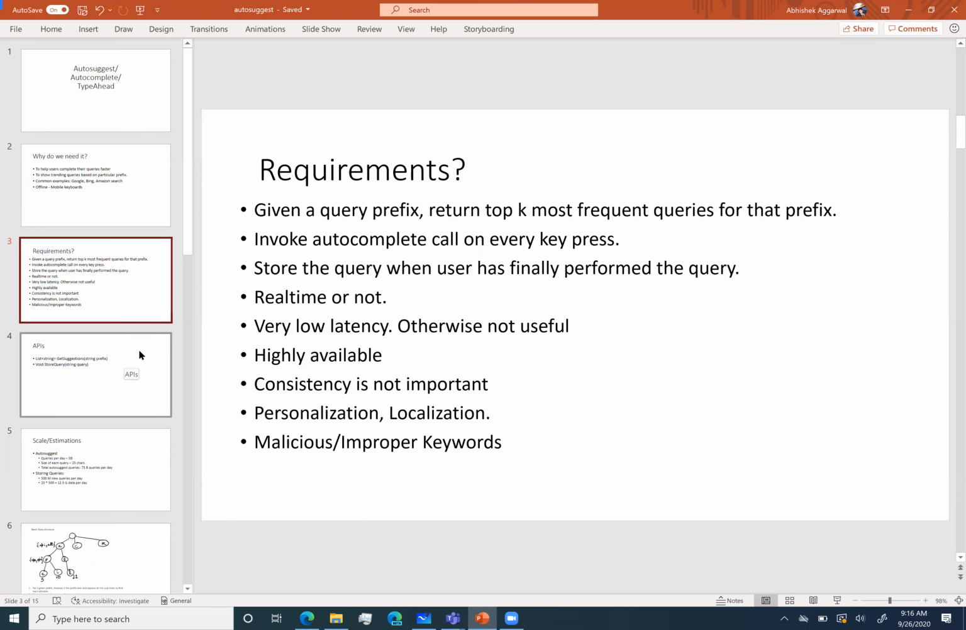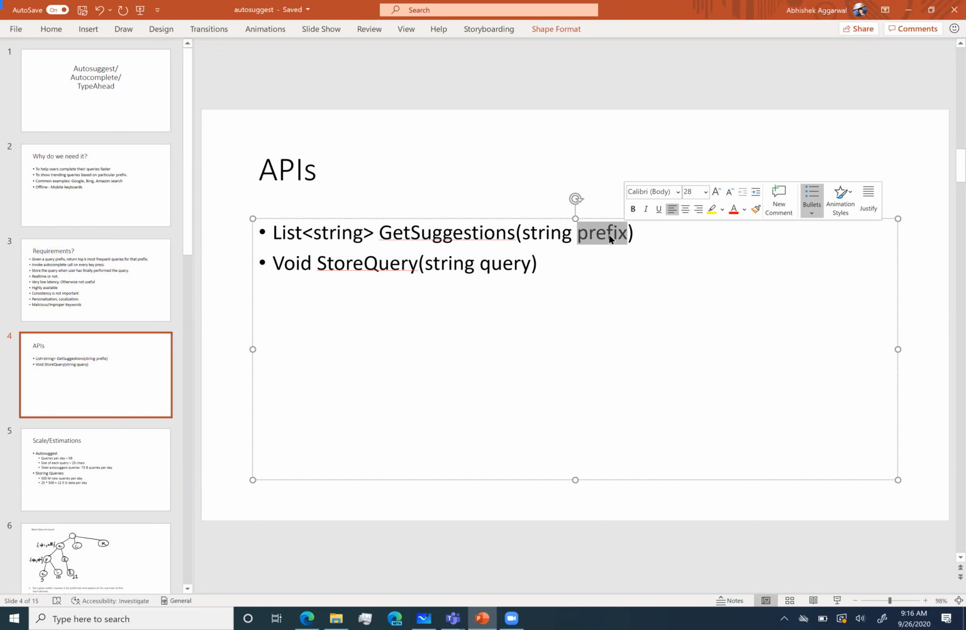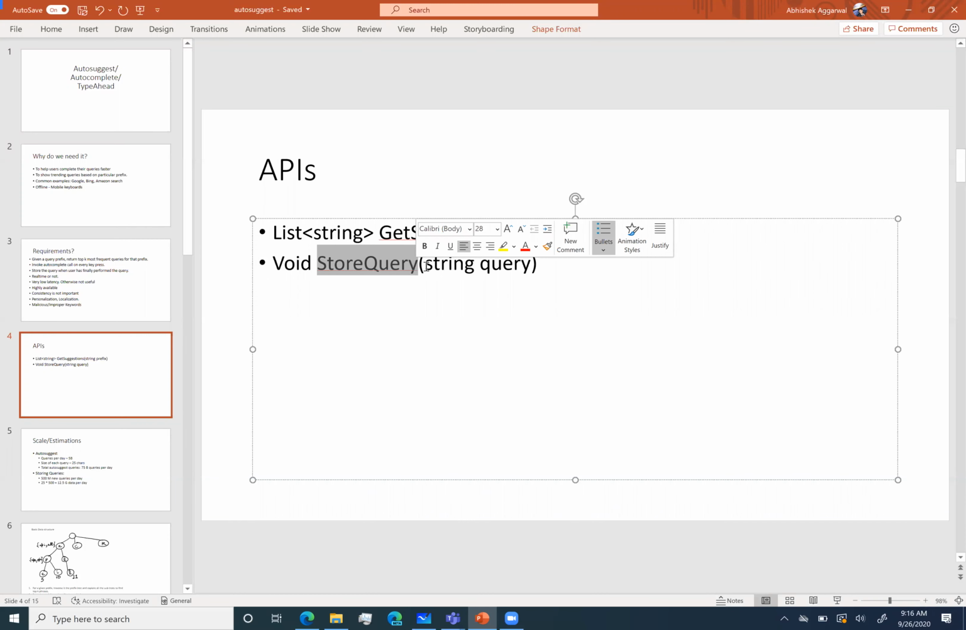Okay, so now moving on to the API. I see two main APIs. First is for read: it is invoked on every keystroke with the prefix created up till now, and it gives you the list of suggestions. The other one is the write query, where we store the query once the user has invoked it.